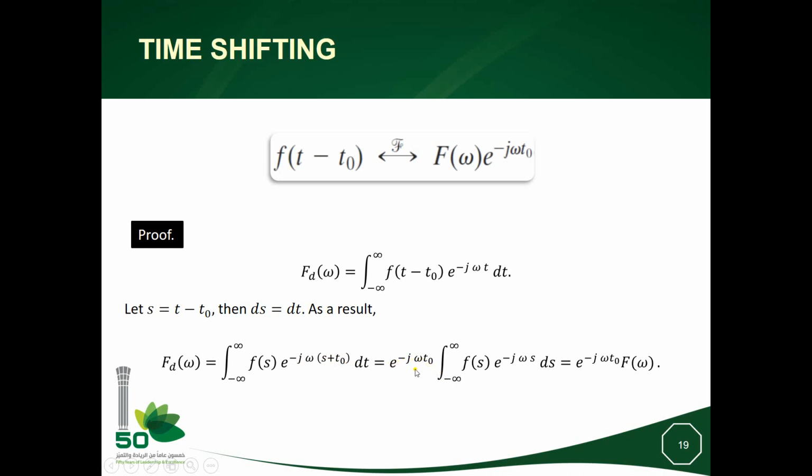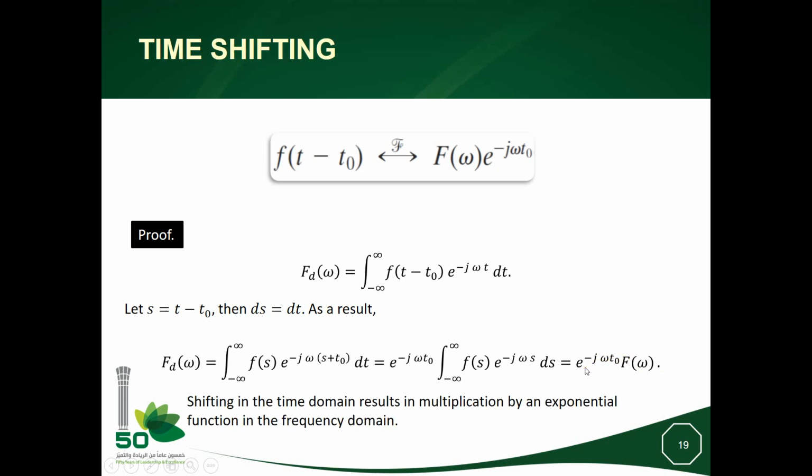and I will put the factor exponential minus j omega t0 outside because I am integrating with respect to s, and I see that the term that I have here is exactly the Fourier transform of f(t), which is F of omega. So if I delay in time by quantity t0, I will have the spectrum of f multiplied by an exponential function that depends on omega, assuming t0 to be constant. So this is what we will retain.